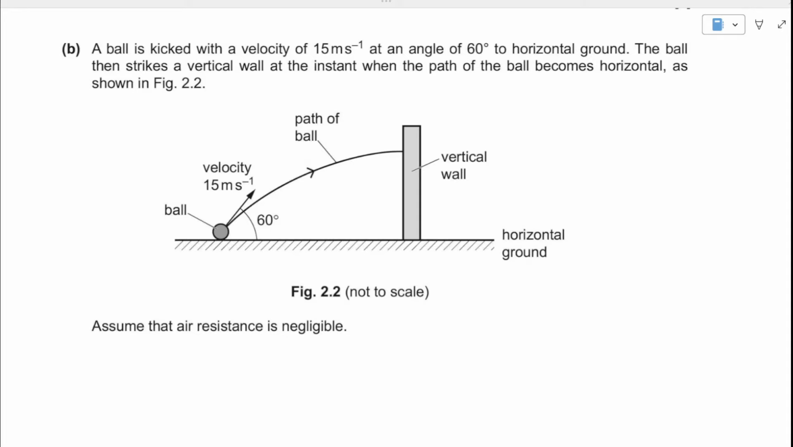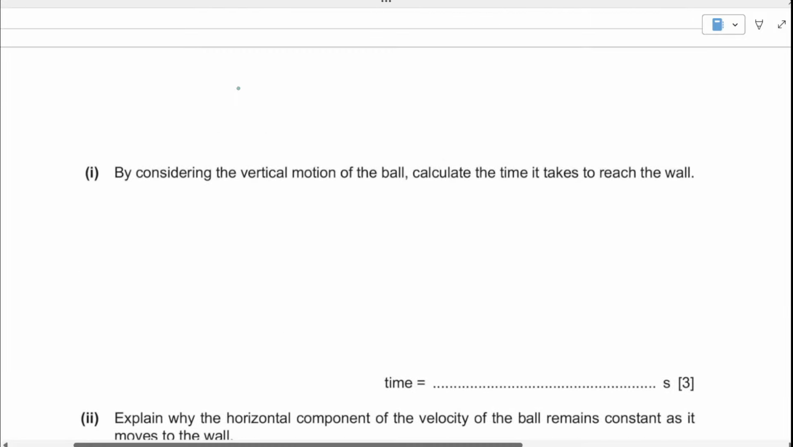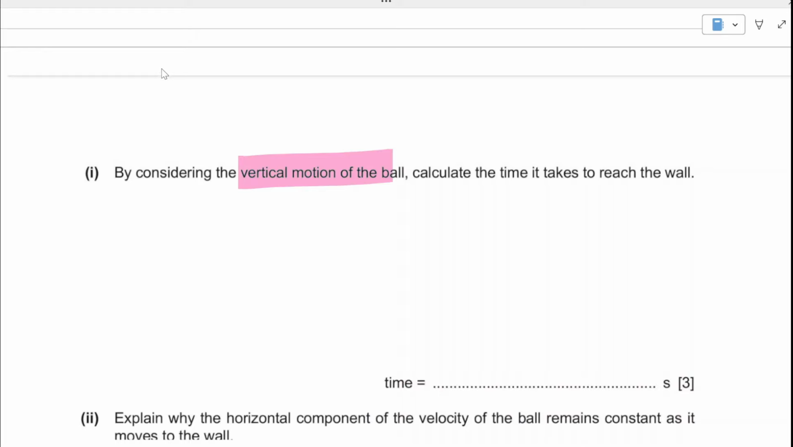Alright, so in this one they ask you to find the time that the ball needs to take to go to the maximum height. Distance is not given, otherwise we could have used s equals ut plus 1/2 at squared. But they have done us a favor and let us know that we got to use the vertical motion of the ball. So we got to use one of the four equations that we have. The first one being v equals u plus at. The second one being s equals (u plus v) divided by 2 into t. Third one being s equals ut plus 1/2 at squared. And the last one being v squared equals u squared plus 2as.